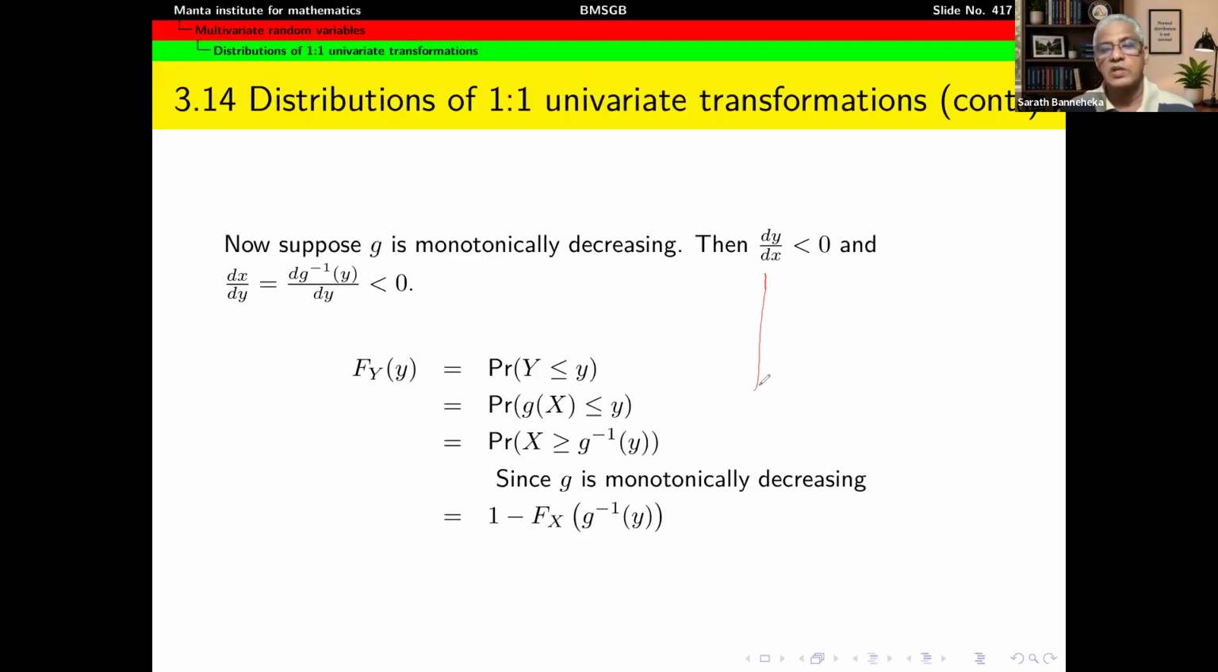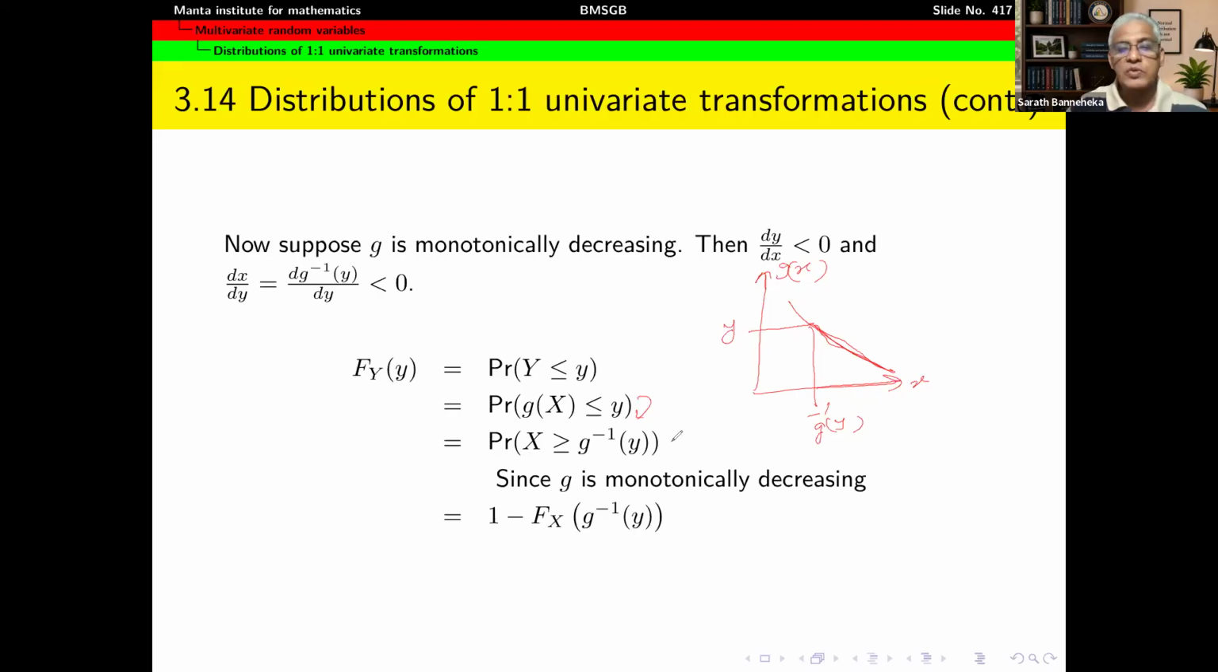So we have a situation like this now, x and g(x). The function is decreasing now. So let's now consider g(x) less than or equal to y. Suppose this is y, right? So g(x) is less than or equal to y in this region. This is where g(x) is. If you consider this one, this is g inverse y. So g(x) is less than or equal to y whenever x is greater than or equal to g inverse y. So therefore, this expression is equivalent to this expression.